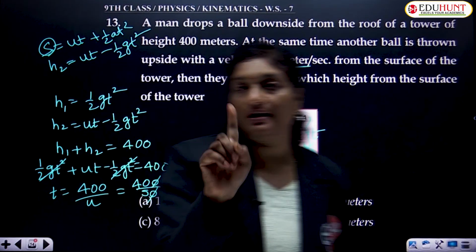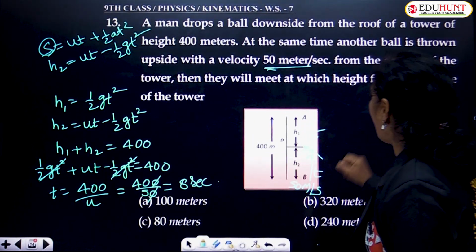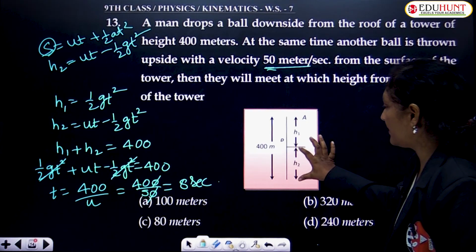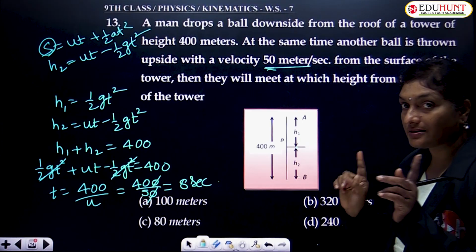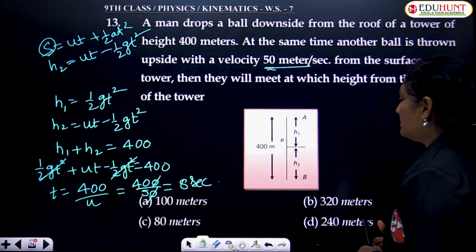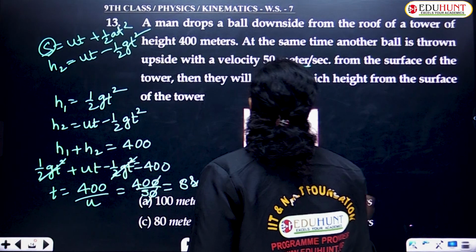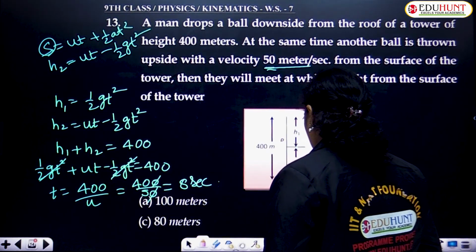But they are not asking us to find out the time. They asked us to find out at what height from the surface. That means they asked us to find out the value of h2. They didn't ask you to find the time. They asked you to find the value h2. So children, to find out the value of h2, what shall we do? Well, let us try to find out either h1 or h2, and then let us try to simplify.